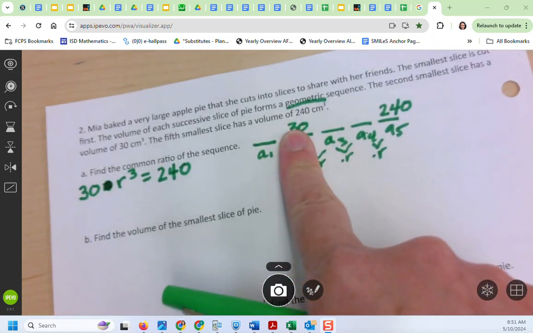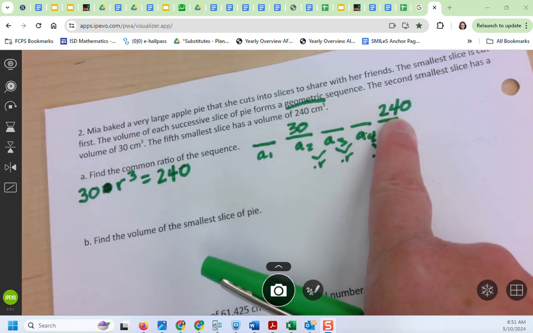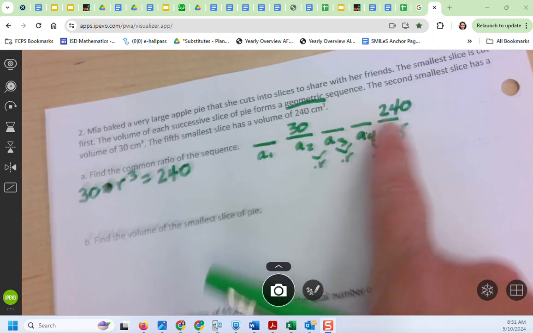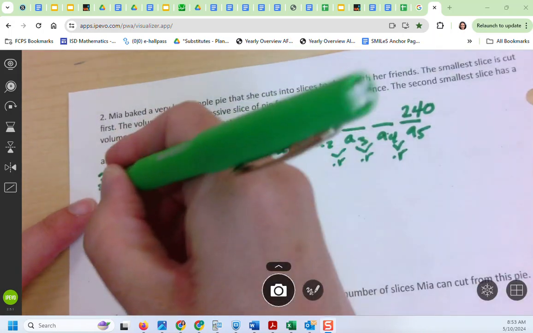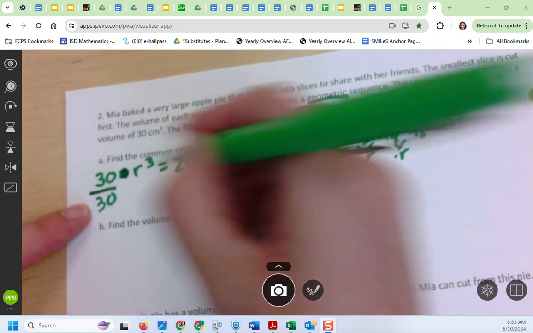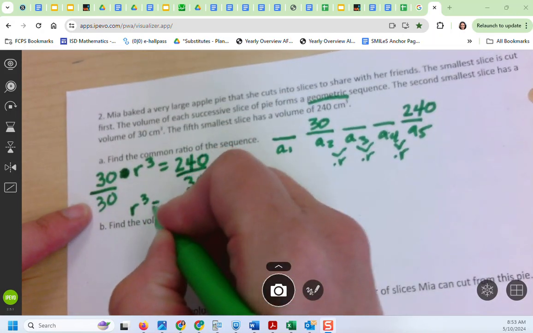So you start with 30, you multiply by R 3 times, and you end up with 240. So try to solve that, find out what R is, and then continue with the problem. You're reasoning it differently, and that's totally fine. You can reason it out any way you like. If you solve it algebraically, you're going to divide by 30 and get R cubed equals 8.